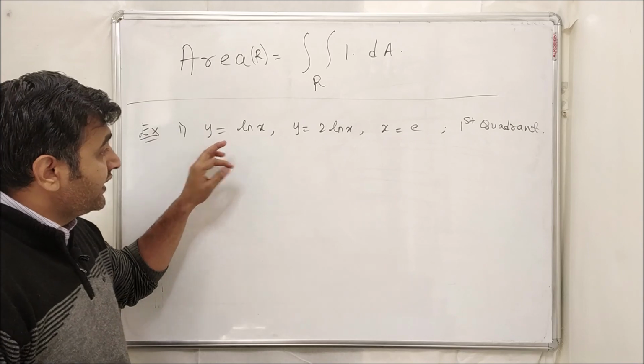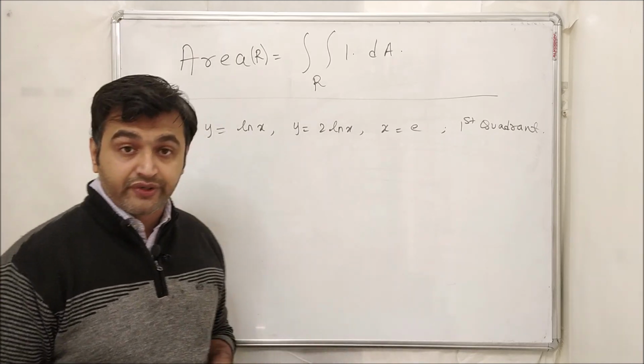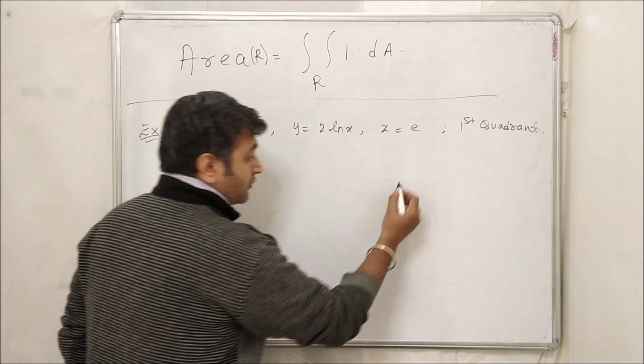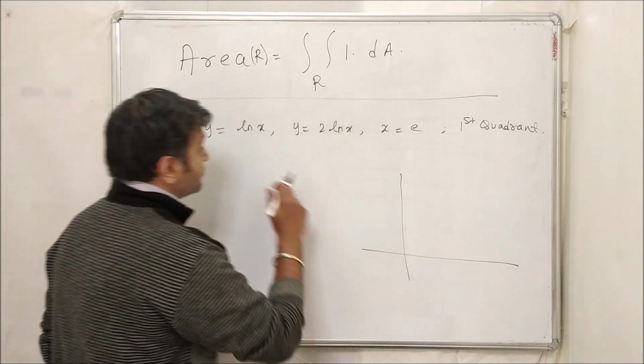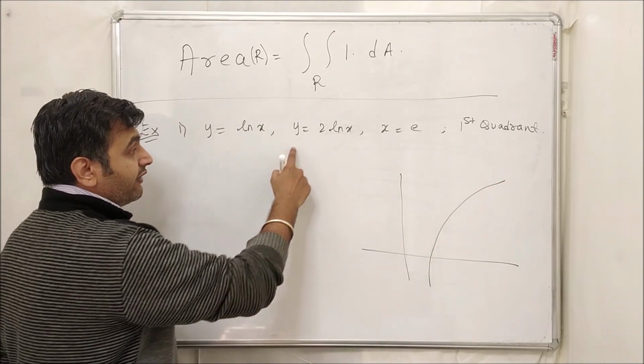Your job is to find the area of the region which is bounded by these three curves, and it is in the first quadrant. You want to find the area. So first thing is, you sketch the region. So you know what is y equal to ln x. This is your y equal to ln x. What is your y equal to 2 ln x?